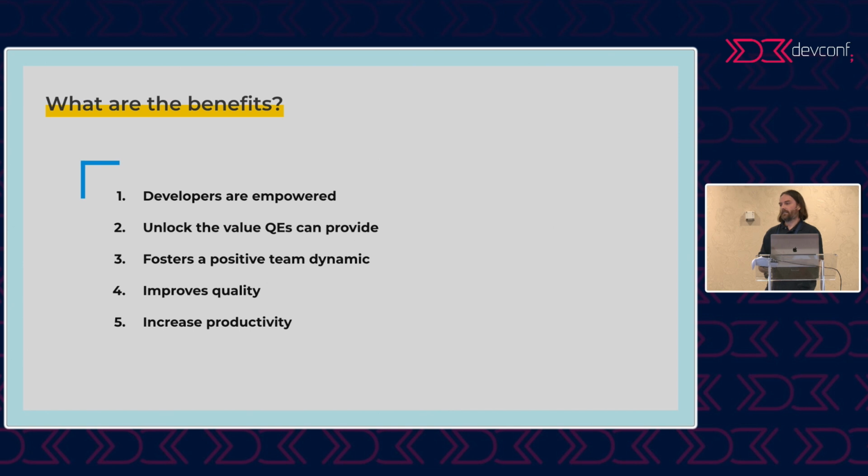The third one is around that team dynamic that we spoke about earlier. Working in this way, I found, has a very positive effect on the working relationship between developers and quality engineers. Improving quality also happens, because you've now got quality being considered much earlier in the process rather than something that's added at the end. And increasing productivity comes from not having bottlenecks and handovers and slow feedback.